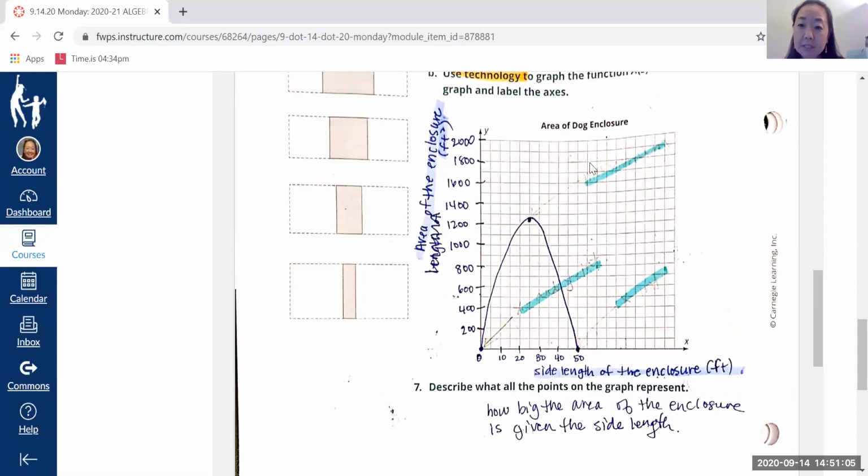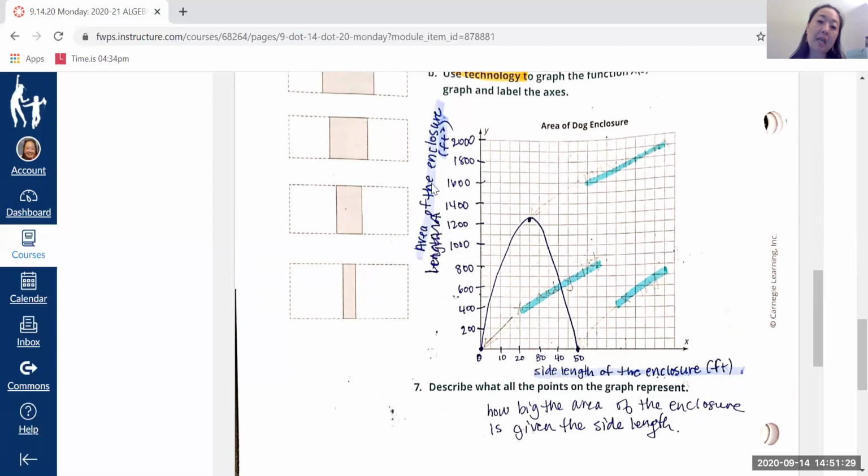You will go back to labeling. It didn't say to label it yet, but just make sure you check on your graph. Did you write down this right here? Because it says also to label the axes. So write down side length of the enclosure in feet. So you always do that. Whenever you do graphs that are in context, you need to have some kind of label, okay? So make sure, I don't want you to get docked for that because that's a thing, right?